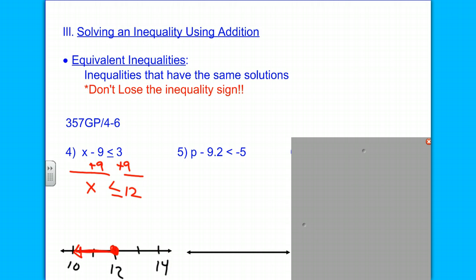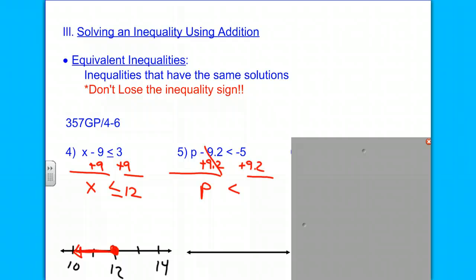Okay, let's try this one. p minus 9.2 is less than negative 5. What will we do to both sides? Add, good. Add 9.2. And does that change our inequality sign? No, so we just bring it straight down. Put it in there before you forget. This is not an equation. On the left side, we have p is less than, and then be careful. What do you need to remember when adding decimals?